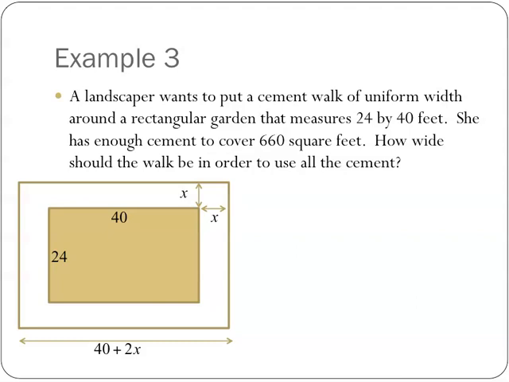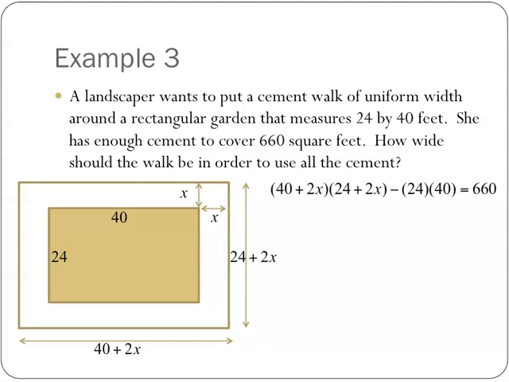We know the garden is 24, and then we add a uniform width of x on either side, so this is going to be 24 plus 2x. So now we're going to put this all together and try to come up with an equation. Now we can say the area of the garden, which is 24 times 40, plus the area that the cement walk is going to take up, which will be exactly 660 square feet, will equal, adding those areas together, the 40 plus 2x times the 24 plus 2x, the area of the entire large rectangle.